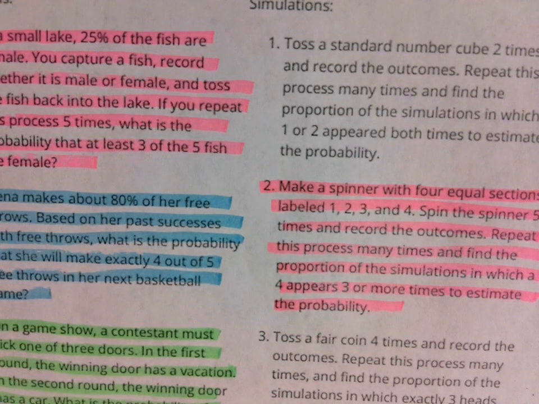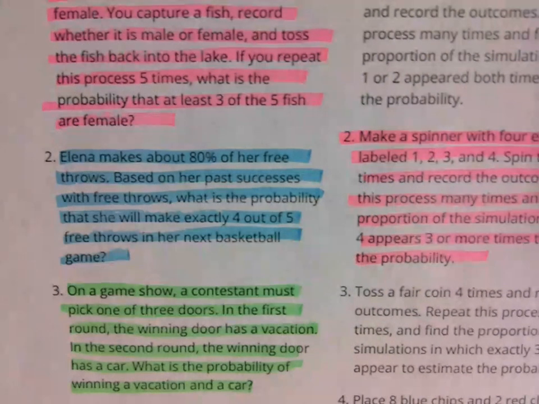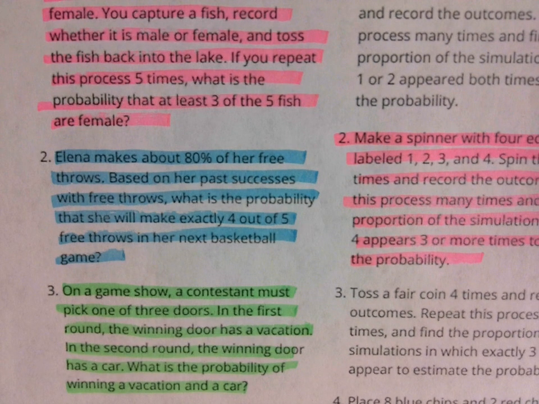Okay, let's take a look at problem 2. Elena makes 80% of her free throws. Based on her past successes with free throws, what is the probability that she'll make exactly 4 out of 5 free throws in her next basketball game? 80% of her free throws are made. We want the probability that she's going to make exactly 4 out of 5 in her next game. Is that going to be simulation 1, 3, or 4?